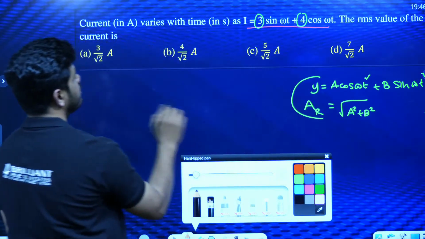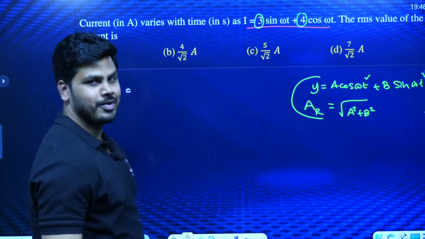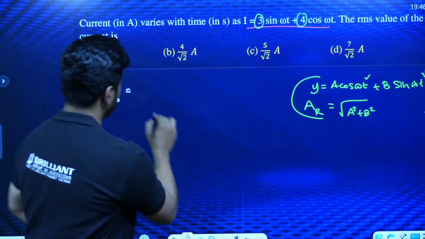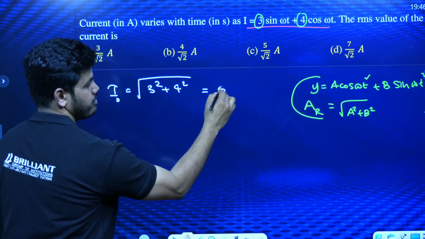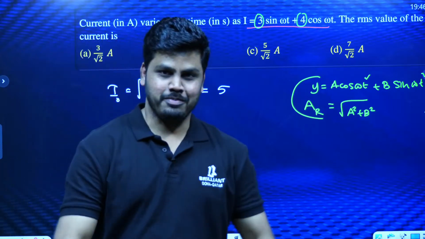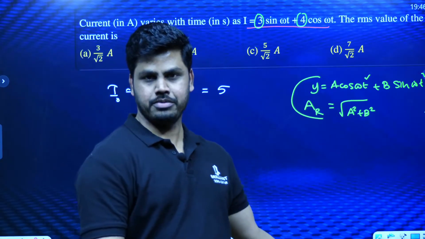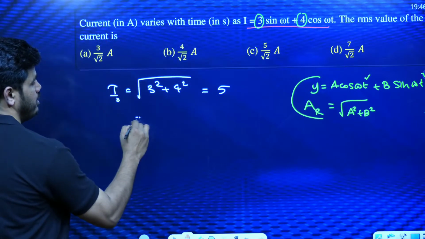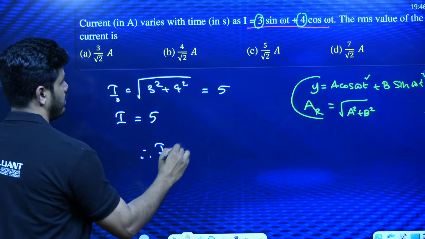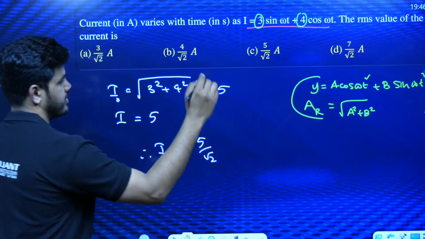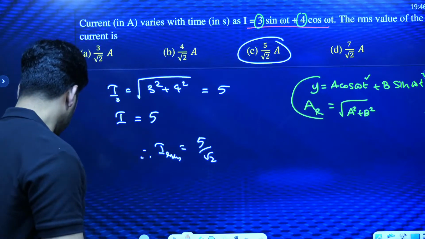We know the resultant amplitude. What is actually our I naught? One single value we need. So root of 3 square plus 4 square, which is actually 5. See, such a big or confusing question we solved very simply. If you know the concept, this is what usually happens in numerical MCQ questions. I naught is 5 ampere. Therefore, IRMS is always maximum by root 2. So option C is the correct answer. Done. Moving on to the next.